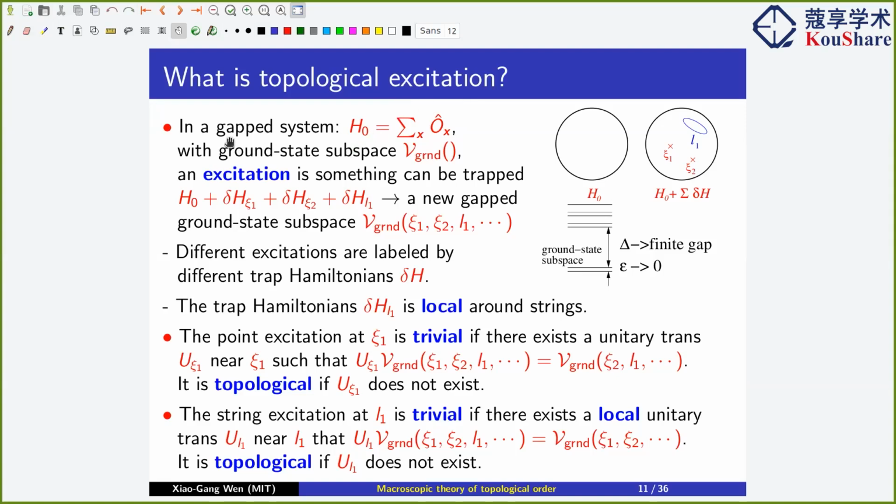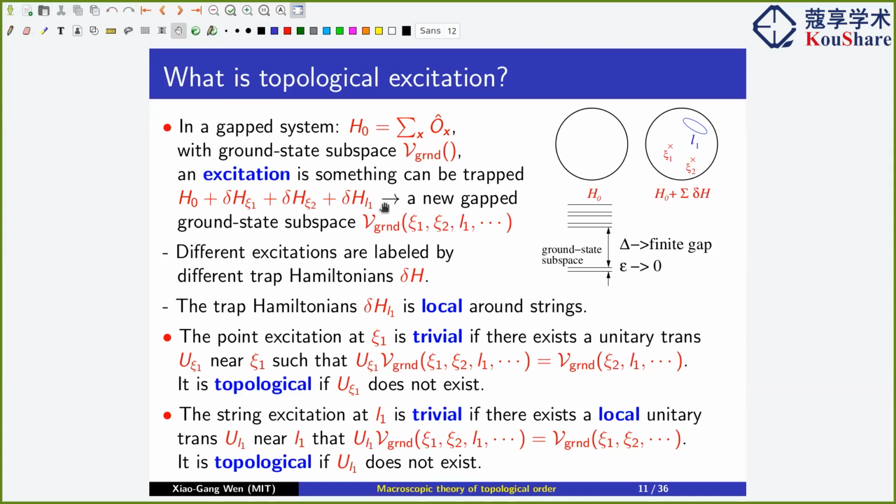And first, I have to limit myself to gapped systems because the following definition does not work well for gapless systems. The quasi-particle in a gapless system is much trickier to define. But for a gapped system, it's easier. So we'll do that. A gapped system means we have a Hamiltonian and we have a ground subspace, and there's an energy gap above that.